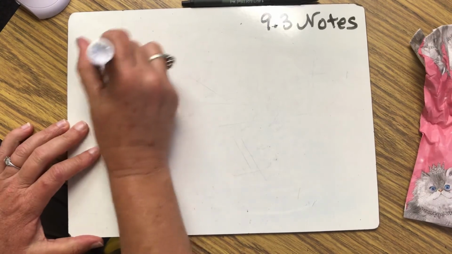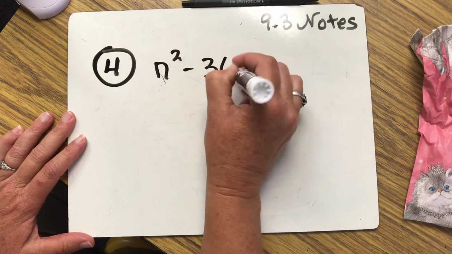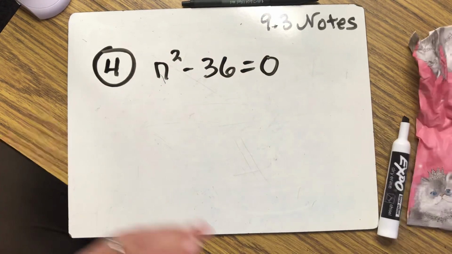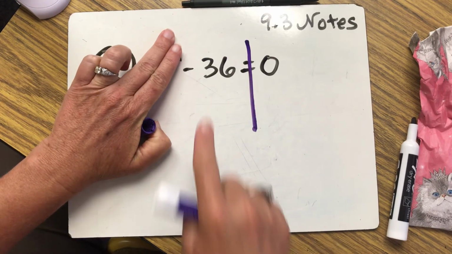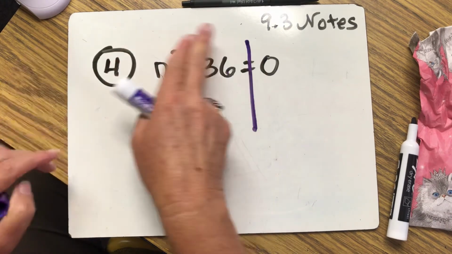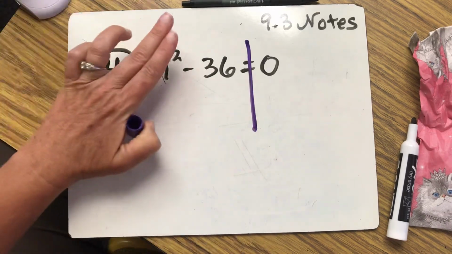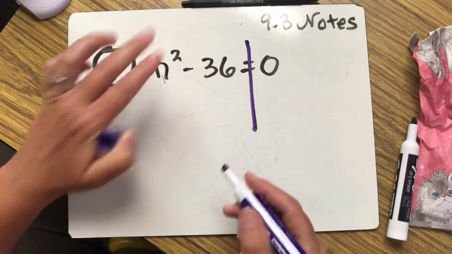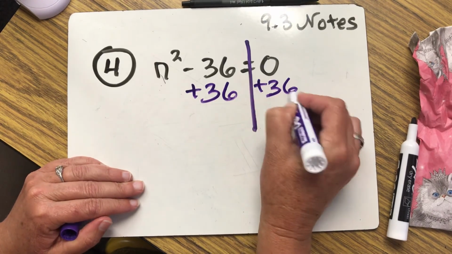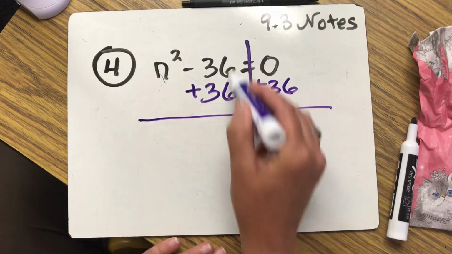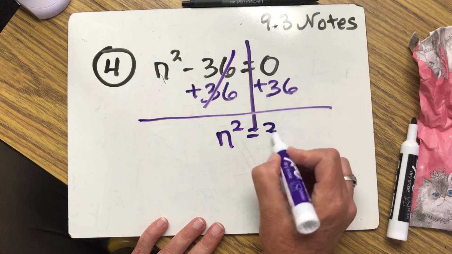Great. Question number 4. We have n squared minus 36 equals 0. Let's draw a line where our equal sign is. Let's cover up the variable. We need to take the opposite of him because the only thing that's allowed to be on this side of the equation is our variable squared. So Mr. Negative 36, you gotta go. The opposite of subtraction is addition, and whatever we add to one side, we add to the other. Boom. 36 take away 36 cancels. I have n squared equals 0 plus 36, 36.